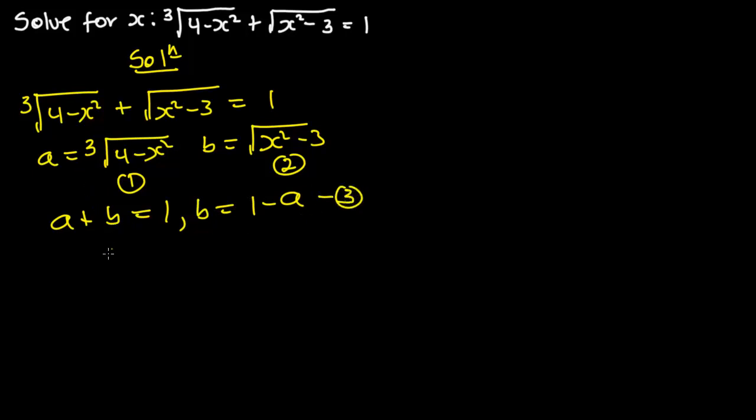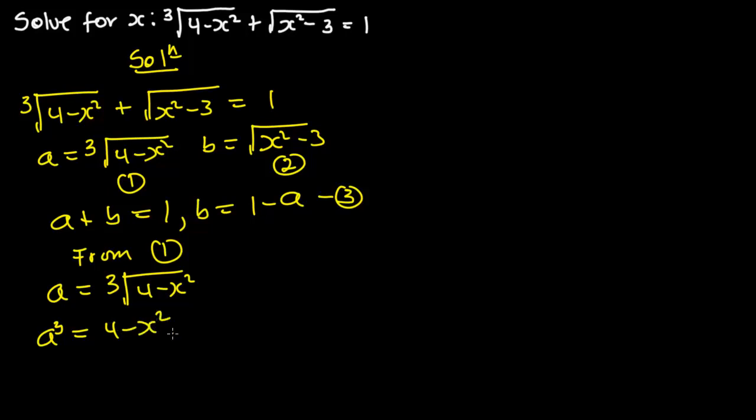And then from equation 1, we are given a equal to the third root of 4 minus x squared. When we want to get rid of the third root, we are going to raise both sides to the power 3. So when we do that, we are going to have a to the power 3 is equal to 4 minus x squared. Let's call this equation number 4.